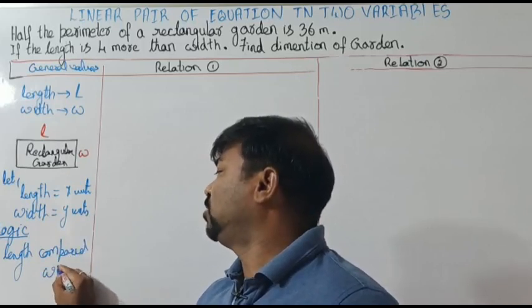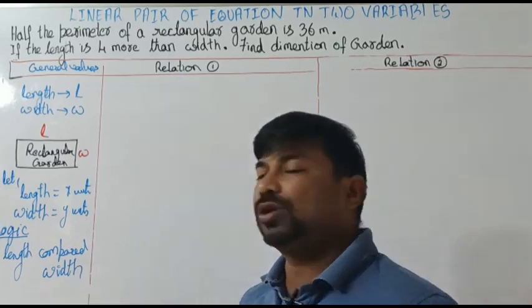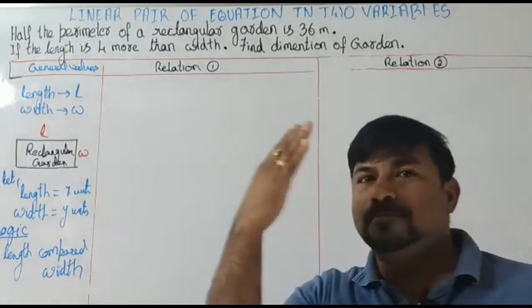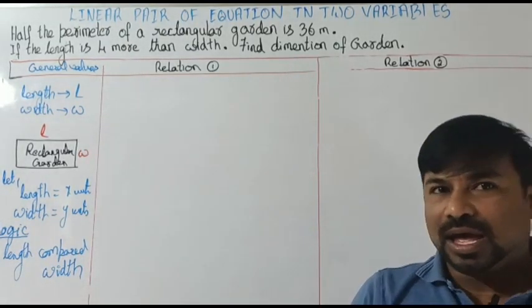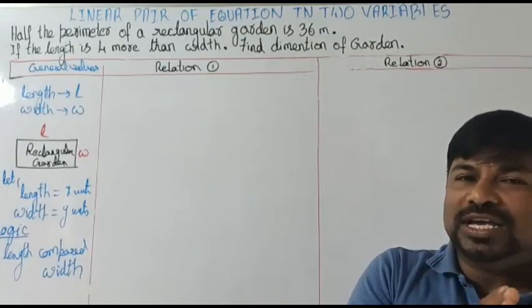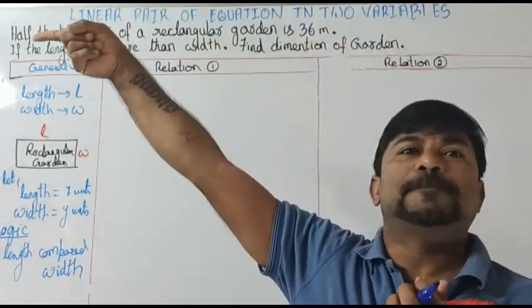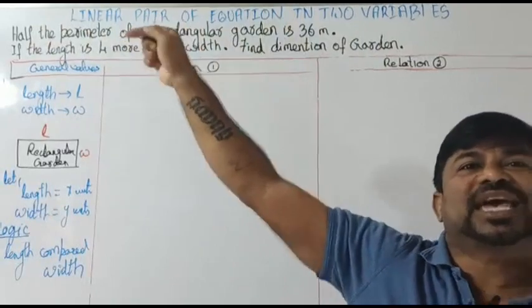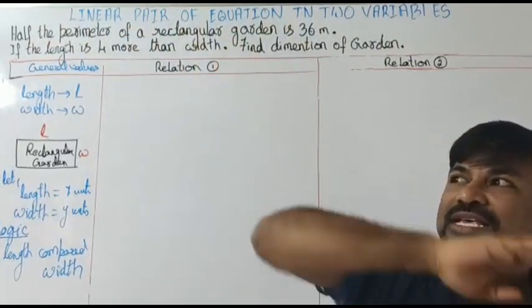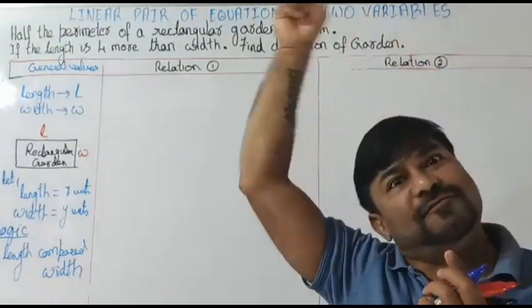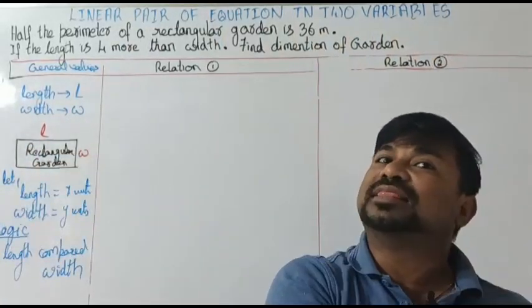Length is compared to width. That is the point you have to remember. So length is compared to width. That is point one. And always remember to which it is compared, that you take it as x. Length is compared to the width, therefore take the width as x and the length as y.